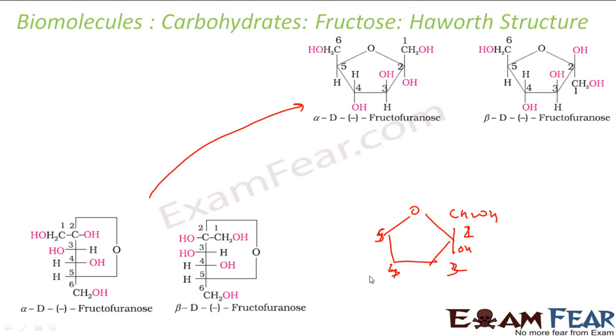Similarly, in the carbon 3, I have H and OH. H on the right hand side, H goes down, OH goes up. Similarly, on the carbon 4, I have OH and H. OH in the right, OH goes down, H goes up. On the carbon 5, I have H and CH2OH. H goes down, CH2OH goes up. Please note, the CH2OH is always on the up. That's how you convert from Fischer structure to Haworth structure.